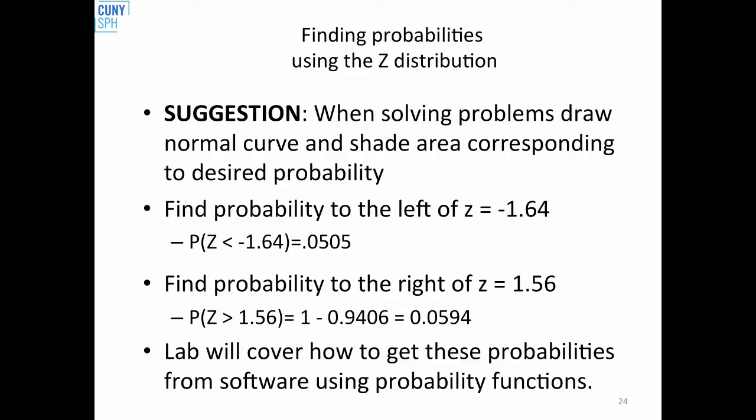When you're asked to find probabilities using the z-distribution, you will have to do this, and you'll have to do it for other distributions as well. I suggest that you start by drawing out the normal curve on a piece of paper and shading the area corresponding to the desired probability. This will help you make sure that when you look things up on the table, you know what they correspond to in a more intuitive way, and you can figure out how to make the calculations that you need from what you're able to look up on the table.